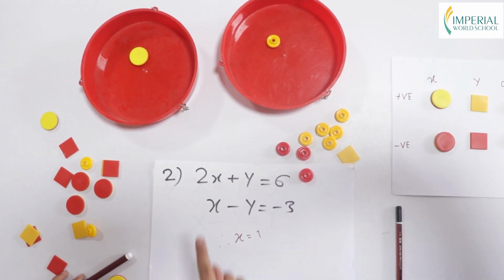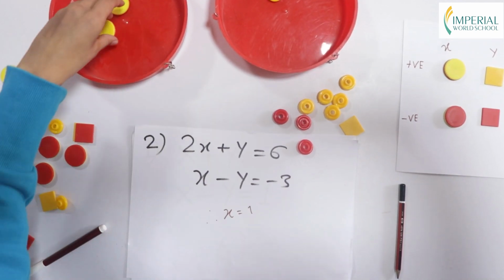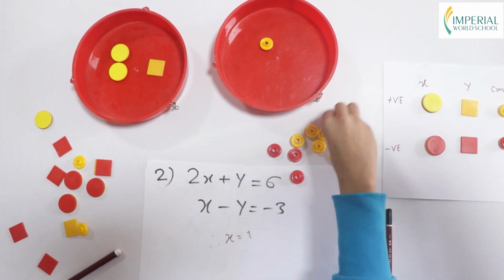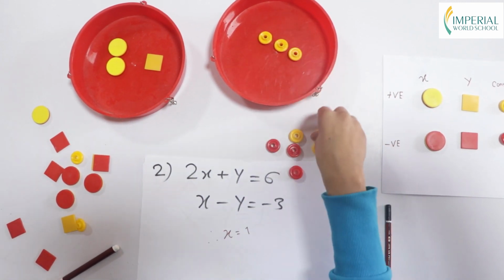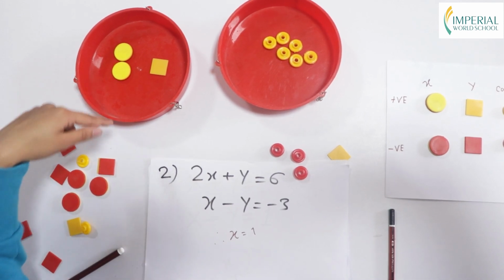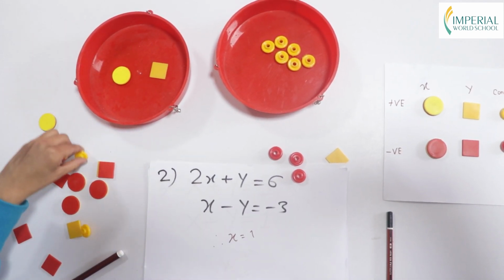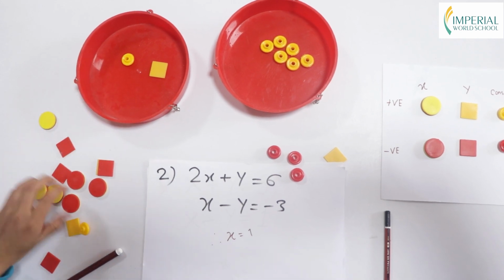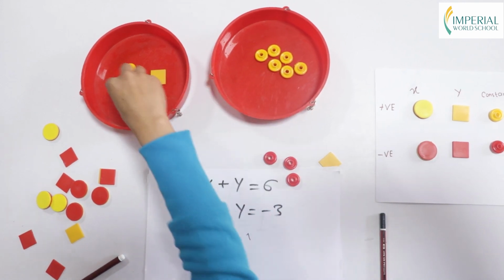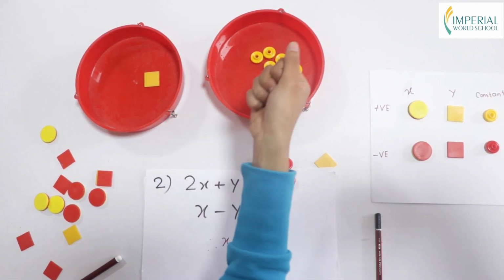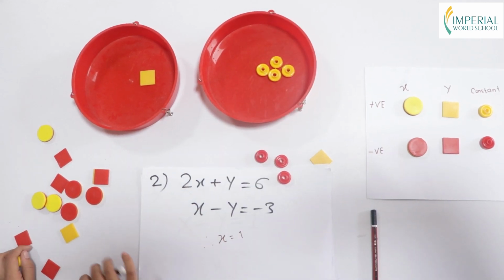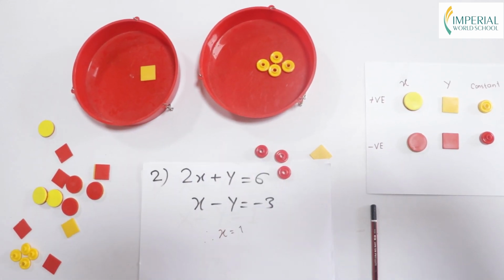Let's use the first equation, 2x plus y equals 6. 2 positive x plus 1 positive y equals 1, 2, 3, 4, 5, 6. As we know, we can replace the value of x with 1 and the other x with 1 as well. Now let's equally take these constant numbers out of the equation. Here I'm taking 2, so I'm going to take 2 from this side as well, which leaves us with y equals 4.